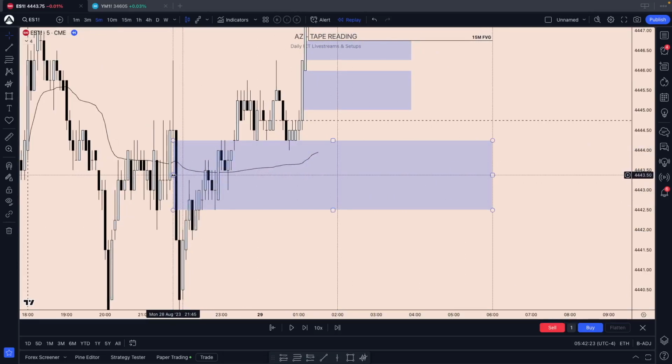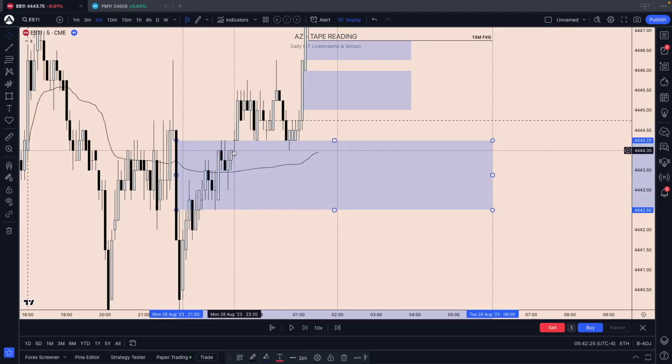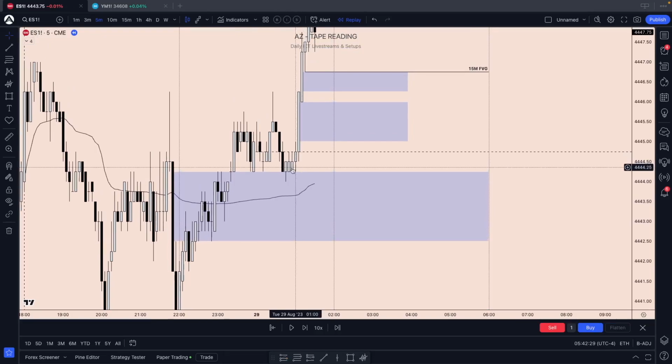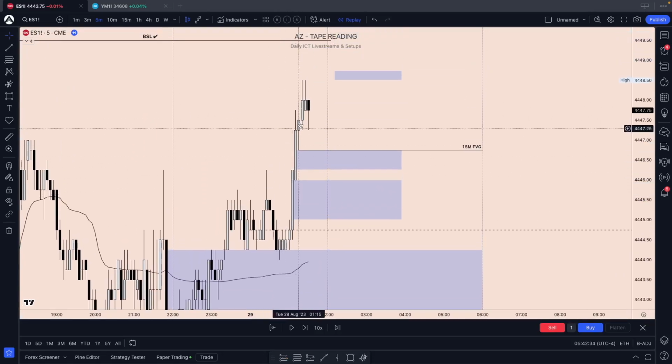So we had an inversion fair value gap right here at 1:30. We had it paired with a volume imbalance right here, that kept holding support. And yeah, eventually we used that to pump up into buy side.